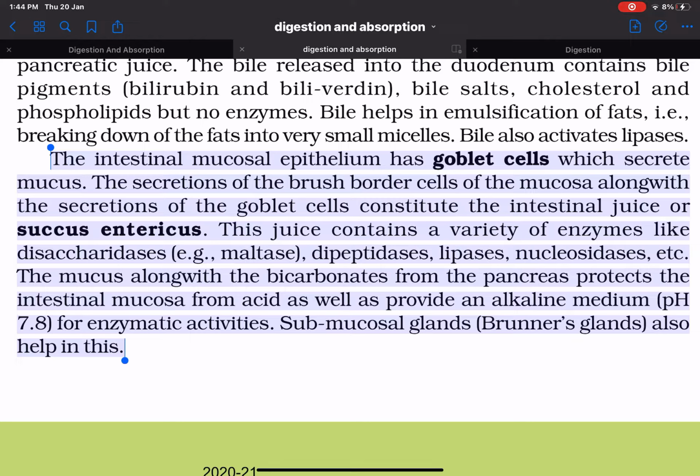The mucus along with the bicarbonates from the pancreas protects the intestinal mucosa from acid as well as provides an alkaline medium, pH 7.8, for enzymatic activities. Submucosal glands, Brunner's glands also help in this.